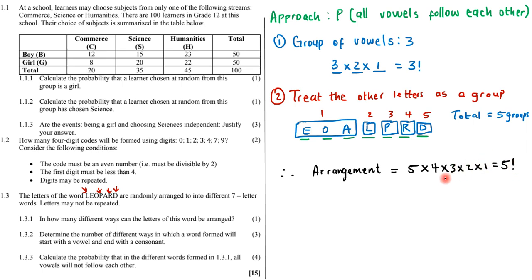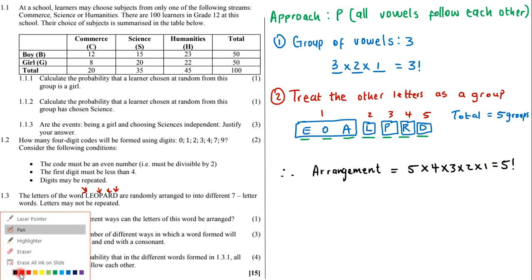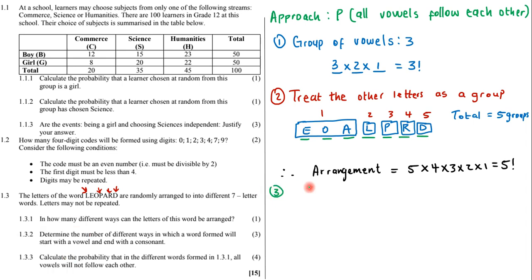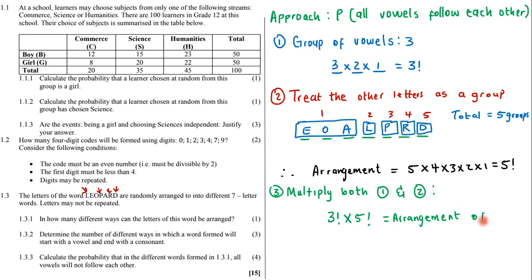Okay, so that is our 5 factorial, and then from there we're going to multiply both the answer that we got in 1 and the answer we got in 2. So what did we get in 1? We got 3 factorial, so we're going to multiply this with 5 factorial. Now this is going to be the arrangement of vowels following each other.